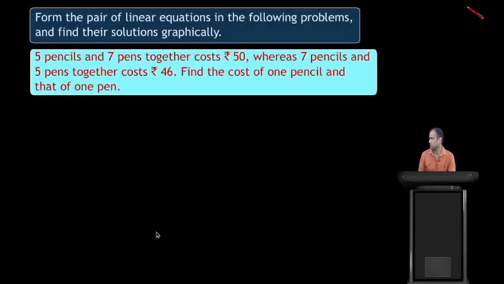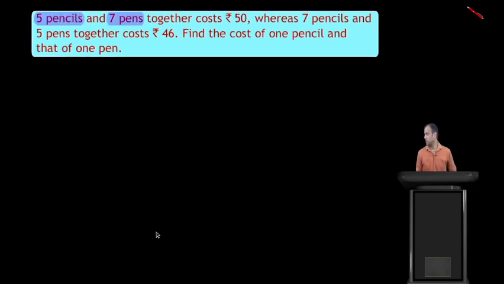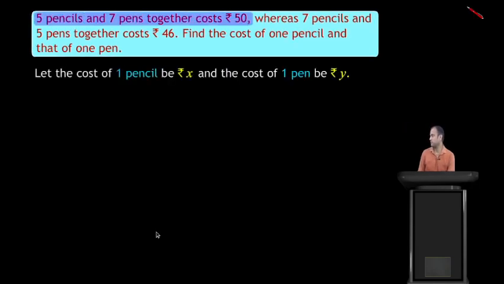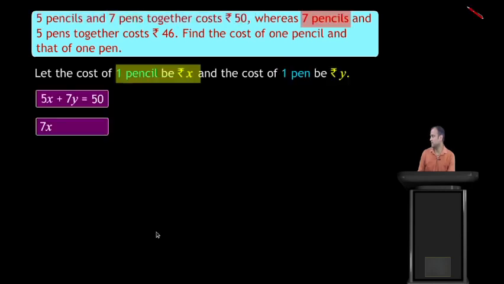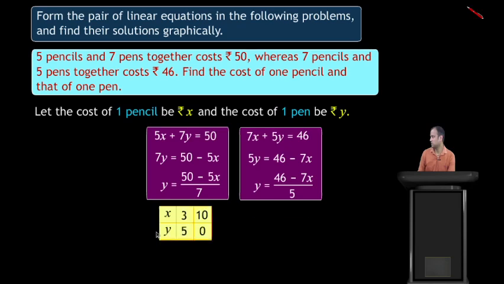So again you have to form the pair of linear equations. 5 pencils and 7 pens together cost ₹50. So same again, we can take the cost of one pencil equals to x and the cost of one pen equals to y. So we have 5x plus 7y equals to 50 for the first equation. For the next one we have 7x plus 5y equals to 46. Okay, after that we can find the points, and we have the graph. And these are also intersecting lines.